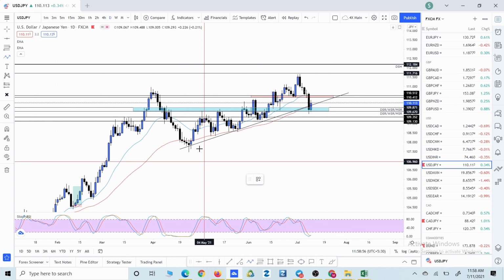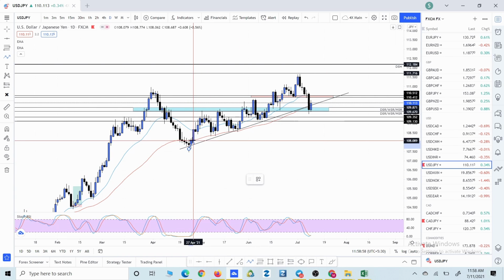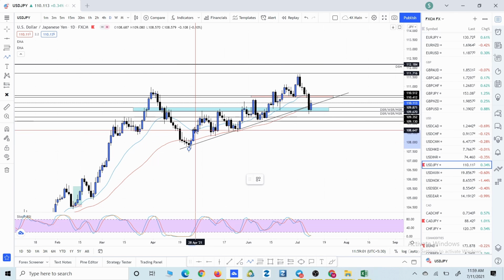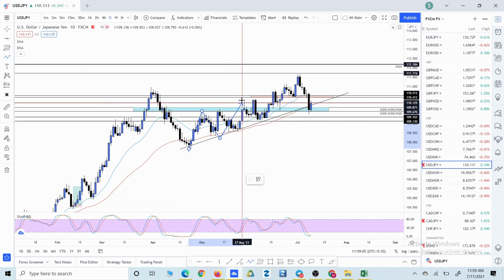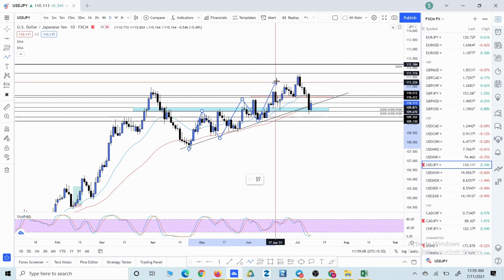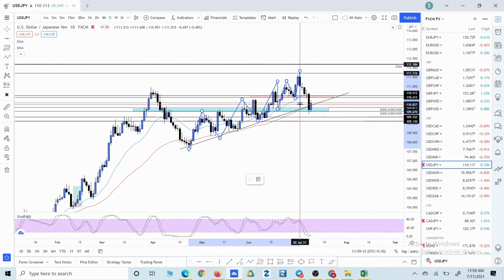USD JPY, guys, we were going in an uptrend, but right now it looks like a downtrend. So starting from here, we have the low, high, low, high, higher low, higher high, higher low, higher high, higher low, higher high, and then we broke below the previous higher low and the support, and made a new lower low. So what we are looking for, guys, is a retracement back into this zone, and then some kind of rejection to go short.